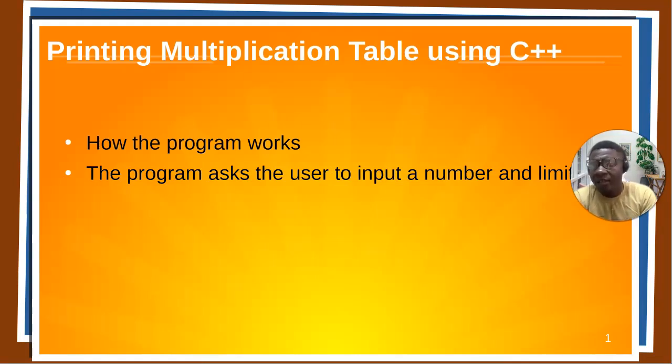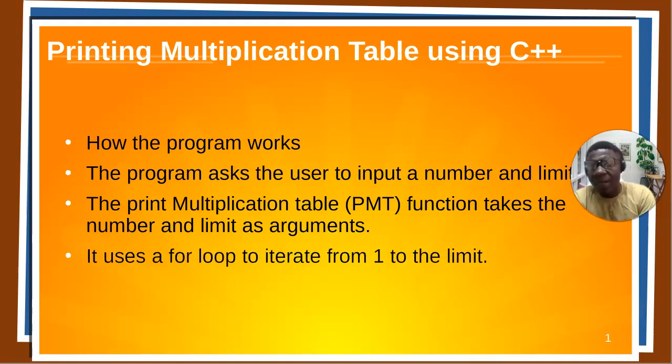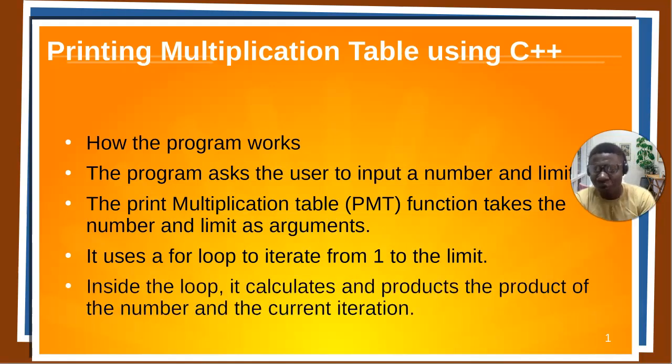The program will ask the user to input a number and a limit. The program will request a number, telling the user which number you want for the multiplication table. The function will take the number and the limit as arguments. After setting the parameters, it uses a for loop to iterate from 1 to the limit. This is so important in programming.